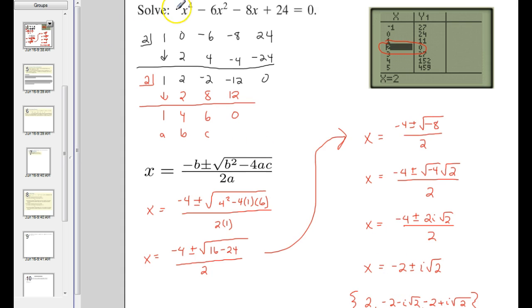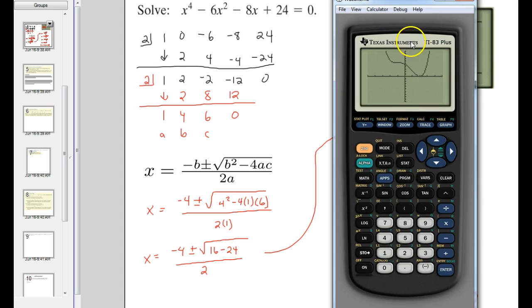Remember, degree tells you how many possible x-intercepts you have, the most you could have. You don't have to have that many. Then you have to start remembering graphically about multiplicities. That's how I knew to do 2 a second time, because of that touch and turn there. It means it's multiplicity 2. That means that 0 counts more than once towards the 4 that we're talking about here.